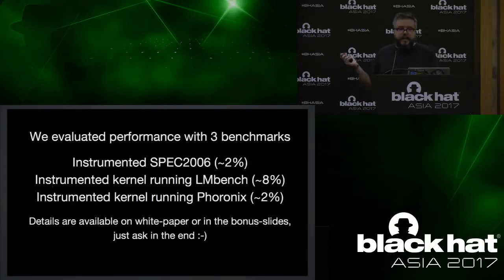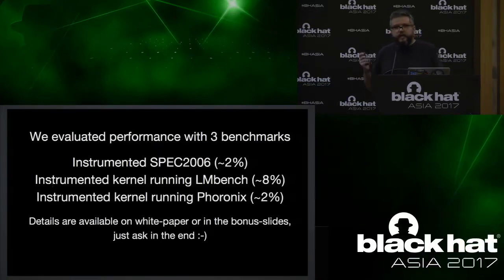We evaluated this with 3 benchmarks. First, we instrumented SPEC 2006 with KCFI, so we compiled it with the checks. And we verified an average of 2% overhead on it. Of course, this is not very representative because SPEC is very CPU intensive, so you don't have many branches there, and you're not really stressing your mechanism.